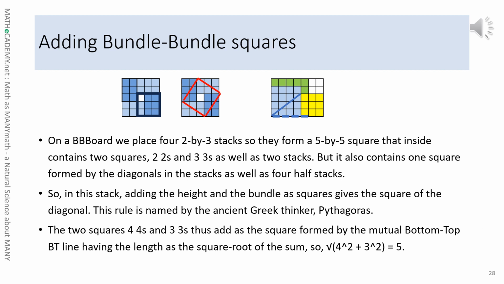The 2 squares 4 4s and 3 3s thus add as the square formed by the mutual bottom top, BT, line, having the length as the square root of the sum. So, square root of 4 squared plus 3 squared equals 5.